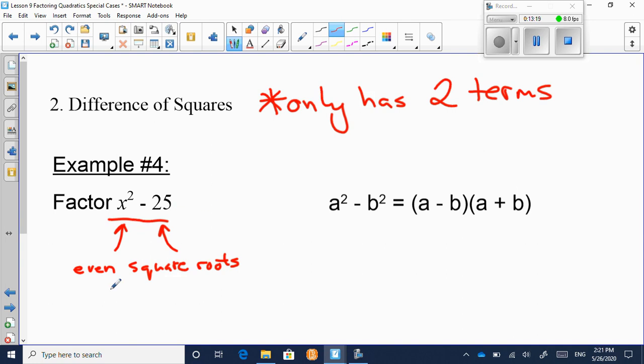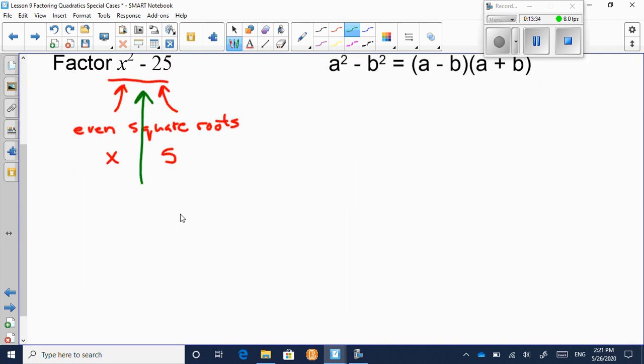So sure enough, look at this. The first one is x, and the second one is 5, because 5 times 5 is 25, and x times x is x squared. And here's the critical thing. They're separated by a negative sign. So they must be separated by a negative.